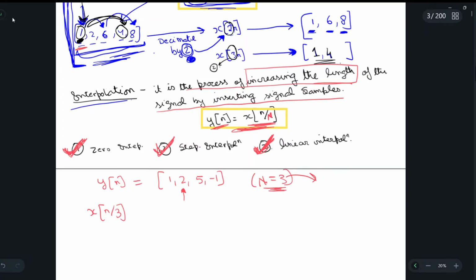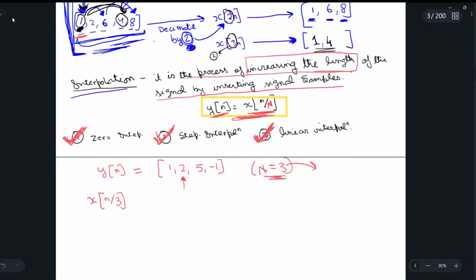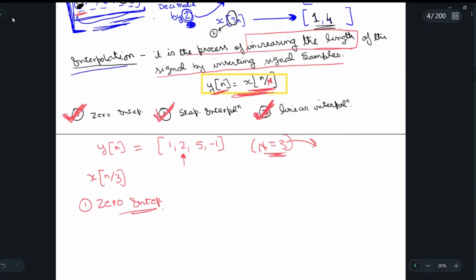In order to find the zero interpolation, it is very easy. If we have to interpolate by 3, first write x[n/3] equal to 1, then 2 dashes, then I will write 2, then again 2 dashes, then 5 as given in the question, then again 2 dashes, then minus 1, which was given to us in the question. So these points were given to us in the question itself.